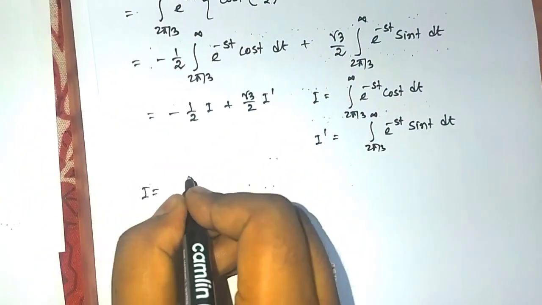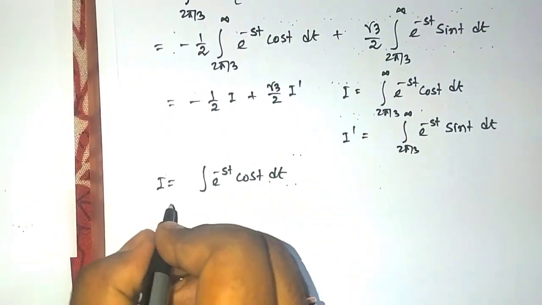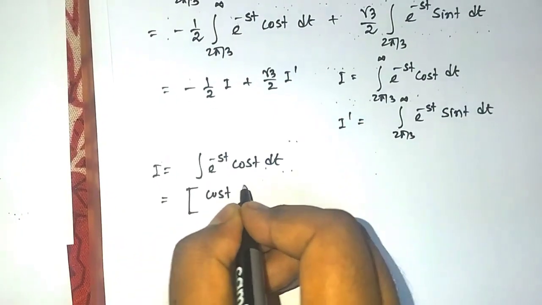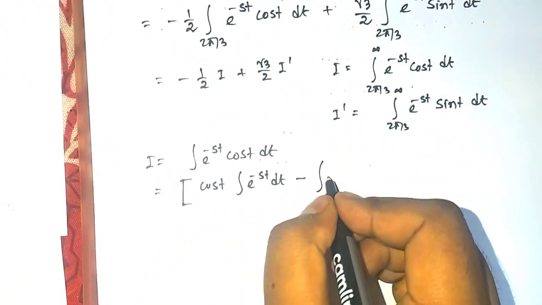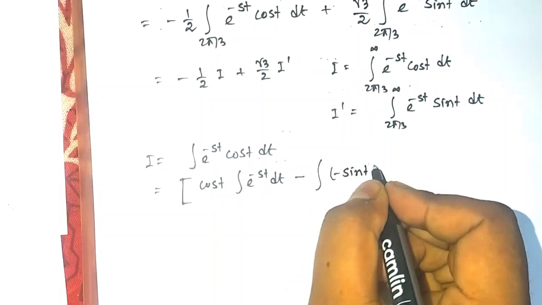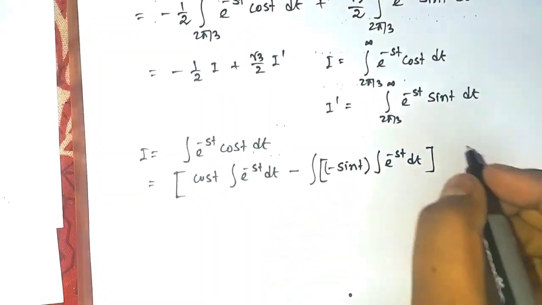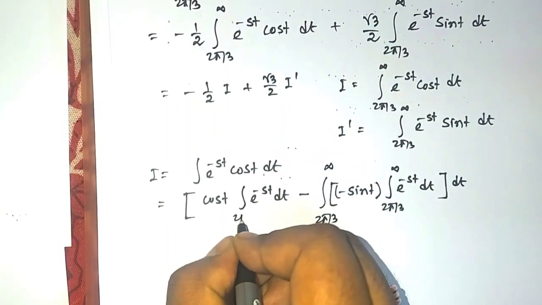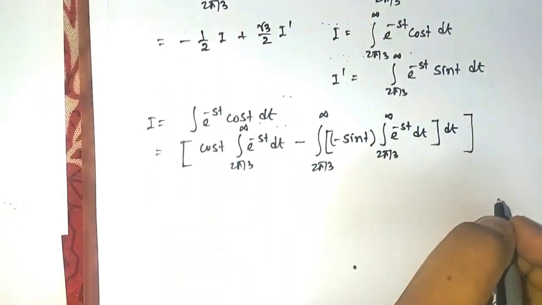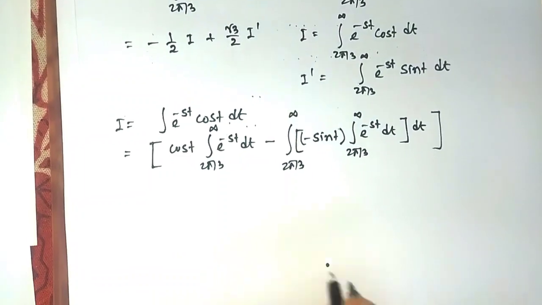Now I am going to solve these integrals individually. So I equals the integral of e^(-st) cos t dt. We take integration by parts: cos t times the integral of e^(-st) dt, minus the integral of the derivative of cos t, so minus sin t, times the integral of e^(-st) dt, and this whole integration is from 2π/3 to infinity. So this is the integration by parts. Okay, now calculate it.